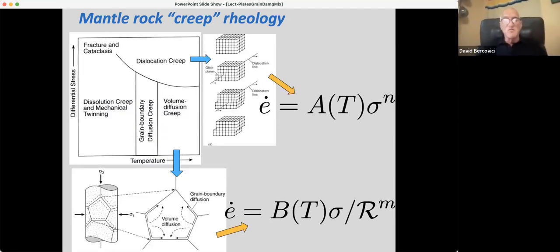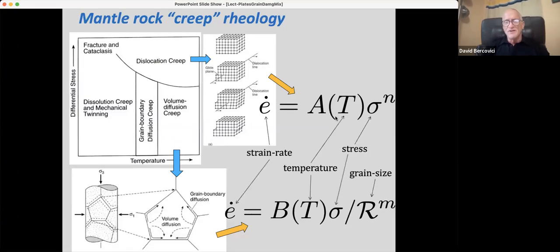Either way, both of them obey, I'm going to try not to show too many equations in this talk, but there's going to be a few. Either way, it obeys this rheological law, in which this E dot is strain rate, how fast things deform, and they're functions of this sigma, this Greek letter sigma, which is stress. Okay, and both of them, of course, depend upon if I stress something, it will deform. They're very strong functions of temperature.